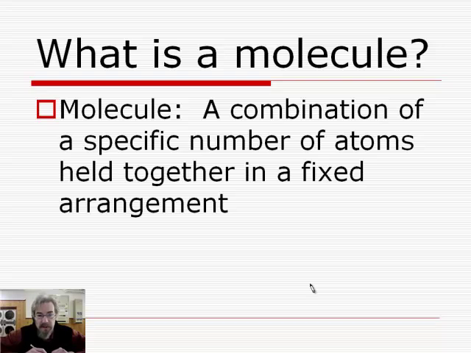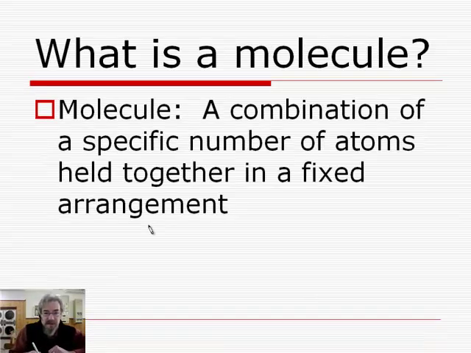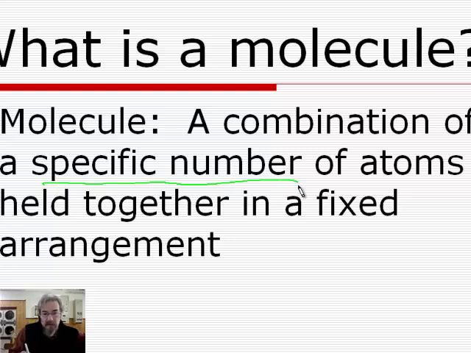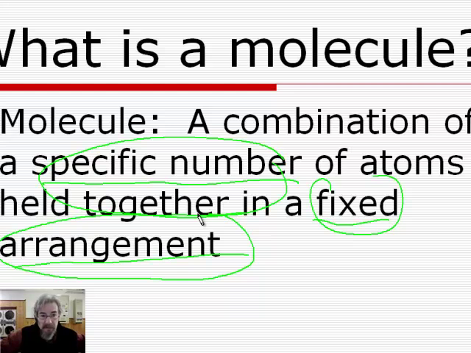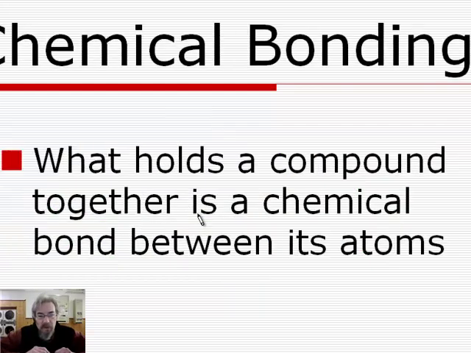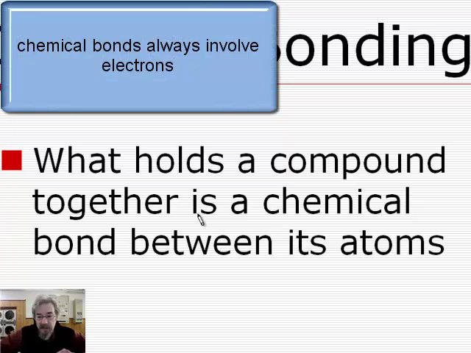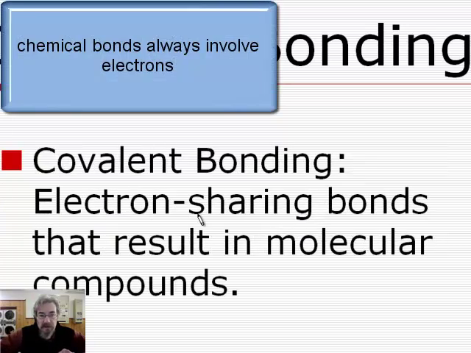So what is a molecule? A molecule is a combination of a specific number of atoms that are held together in a fixed arrangement. That's the key. A specified number of atoms of a certain kind, and their pattern of space is always the same. The thing that holds a compound together, that makes a compound not just an element or just a mixture of elements, is that there's a chemical bond between the atoms in this compound.